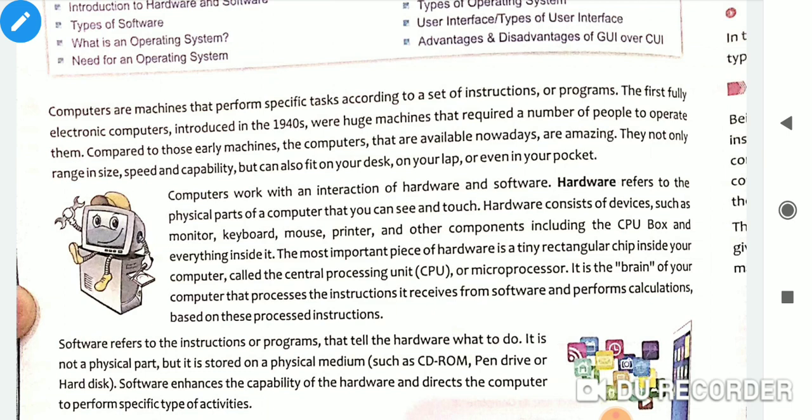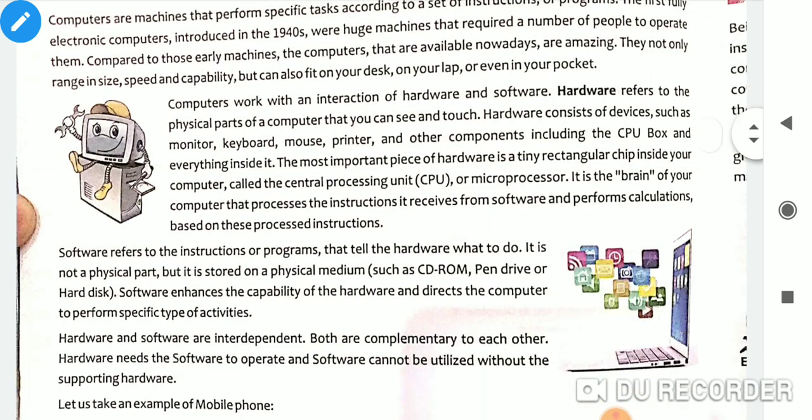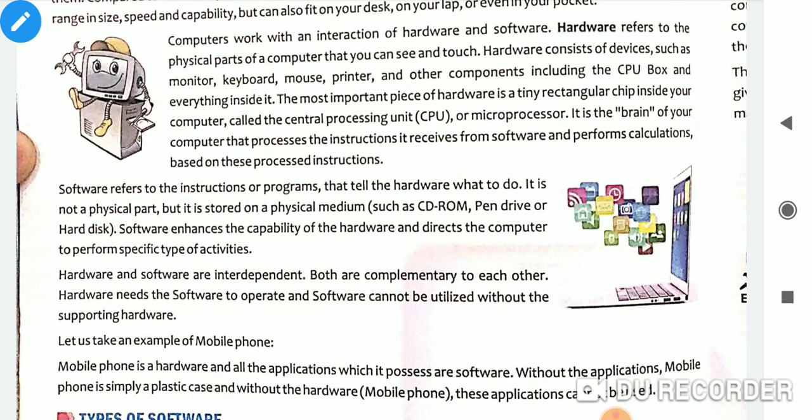Hardware refers to the physical part of a computer that you can see and touch, such as monitor, keyboard, mouse, printer, and all other things that you can see, touch and use in the computer. And the second is software. Software is the instructions or programs that tell the hardware what to do. Software is not a physical part, but it is stored in a physical medium such as CD-ROM, pen drive or hard disk.